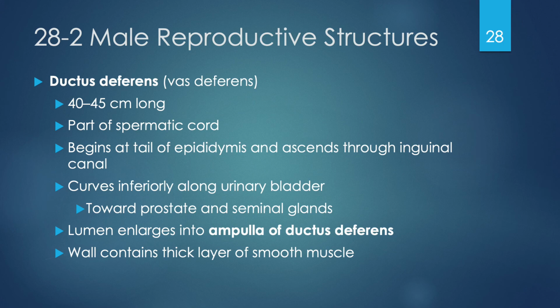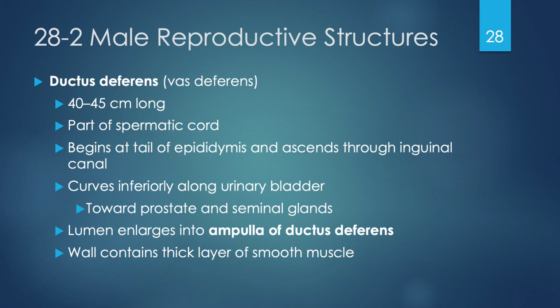The ductus deferens, which has been previously known as the vas deferens and is plurally known as the ductus deferentia, is about 40 to 45 centimeters long and is part of the spermatic cord. It starts at the tail of the epididymis and extends, ascending up through the inguinal canal. It curves slightly inferior along the bottom of the urinary bladder and then bends towards the prostate gland and meets up at the prostate at the same site where the seminal glands deposit their product into the prostate gland.